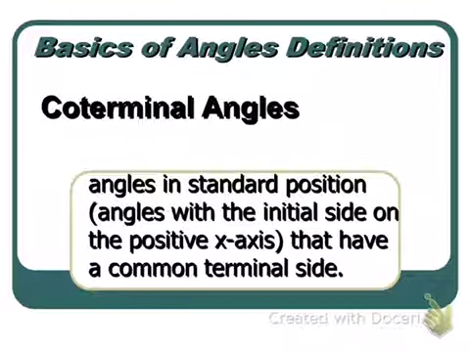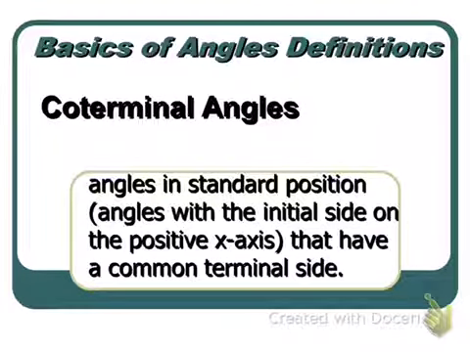All right, so can you think of two angles that are coterminal? Two angles in the coordinate plane that have a common terminal side. Can you think of any angles that fit this description? You're thinking something. Just say it. 90 and 450, right? 90 and 450.